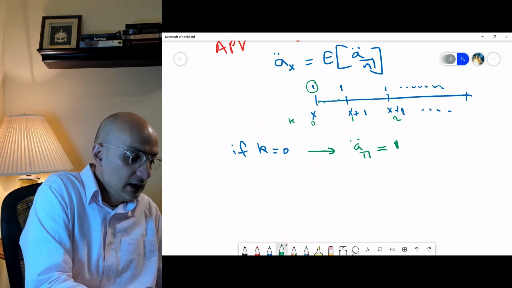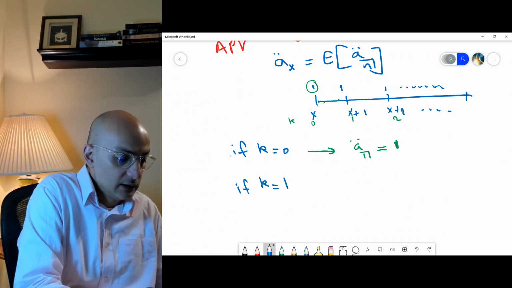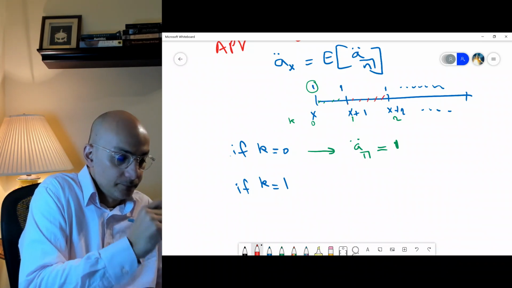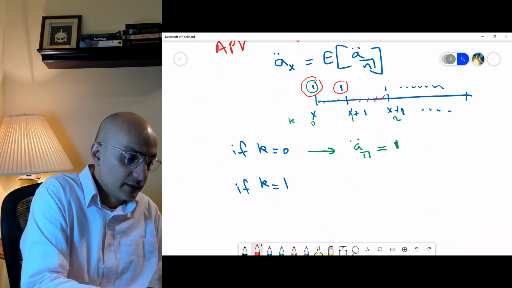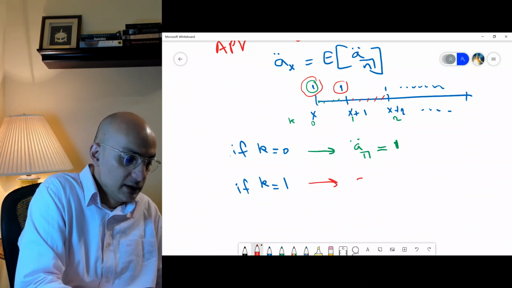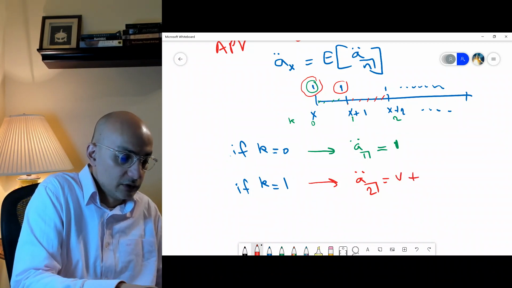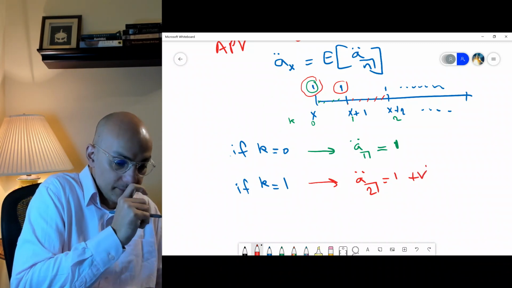What if k is 1? Now the death occurs here. So now the individual will get this one and this one, right? So this will be a double-dot angle 2, which is 1 plus v to 1, right?